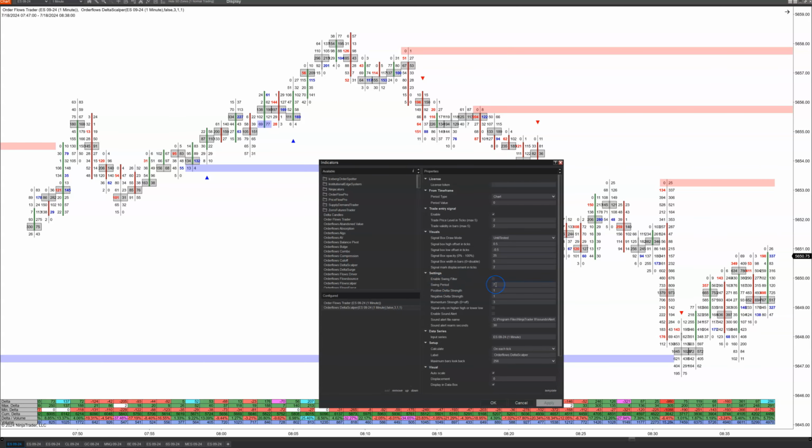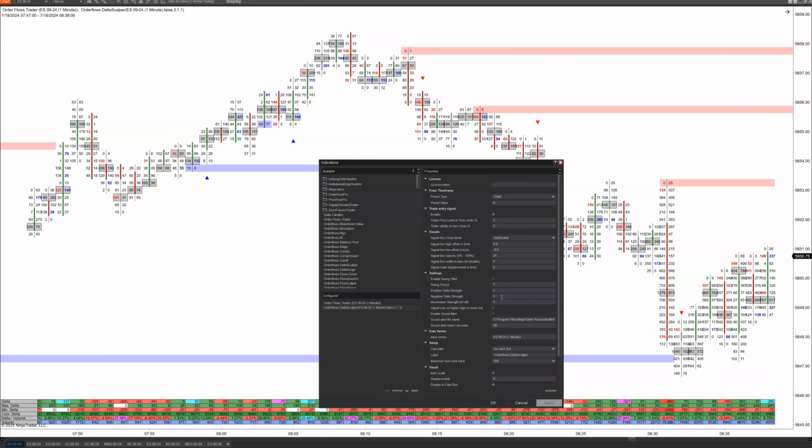We've got the swing filter, so if you want to just see signals at swing highs or swing lows, you can do that. The positive delta strength as well, and negative delta strength, keep them aligned. 1 and 1 is the base, which most people are going to use. You can go a little bit higher, 2 and 2, or 3 and 3. Now, one thing to note with that is it's not an incremental change. It's a double, and then a double again.